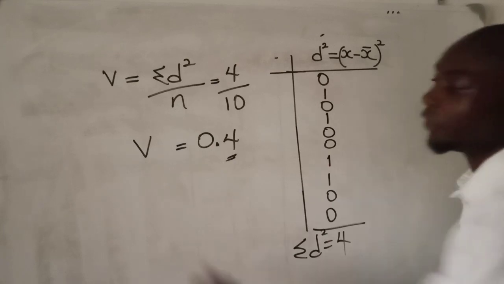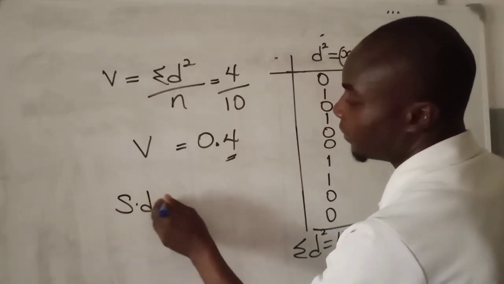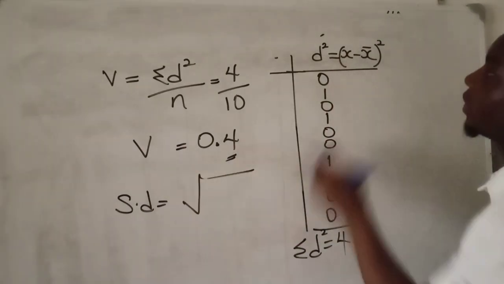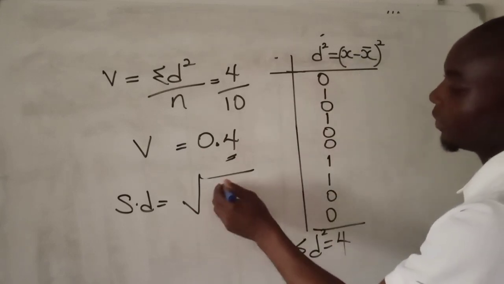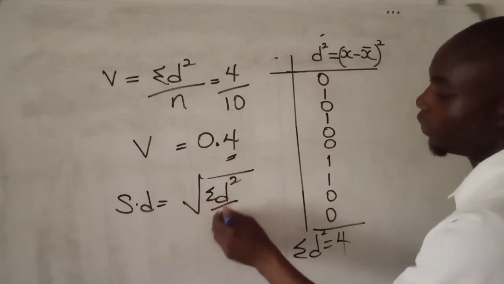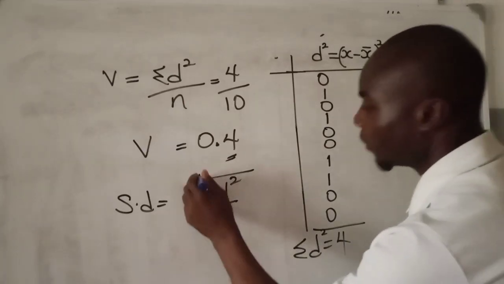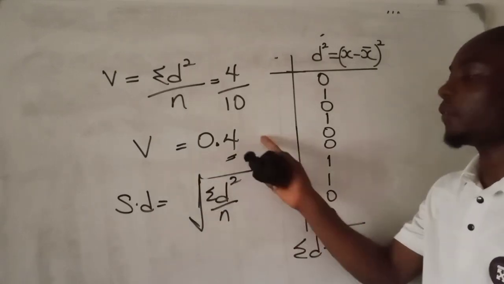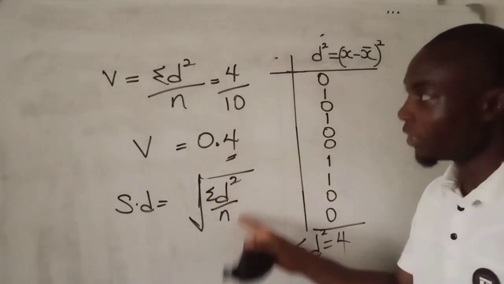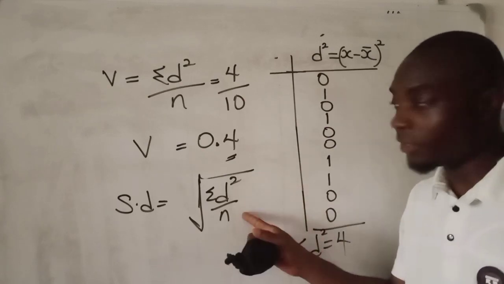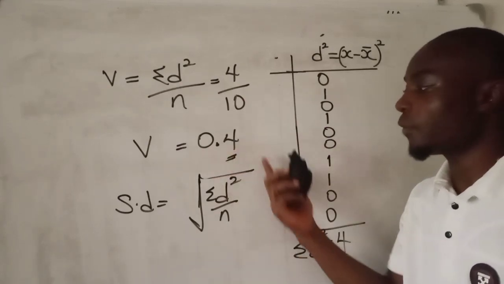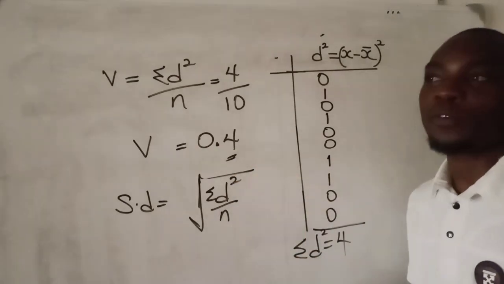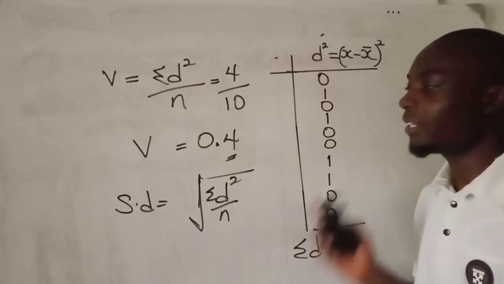Now that we've gotten our variance, we can now get our standard deviation. So to get our standard deviation, the formula for standard deviation, SD, is equal to what? The square root of our variance. In other words, the square root of our summation of deviation squared all over n, all in square root. Okay? And remember, our variance is 0.4, so we don't need to stress ourselves. We've already calculated this. All we need to do is to carry our 0.4 and put it inside the square root and find out what is the square root of 0.4. And that will tell us our standard deviation.